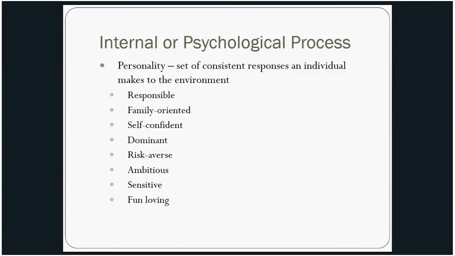Internal, we can look at some personality. Our personality is a set of consistent responses. If we're looking to figure out what type of sport a person is going to play, we can look at their personality. Are they ambitious? If they're ambitious, then they're probably going to play at a very high level or want to play at a high level.